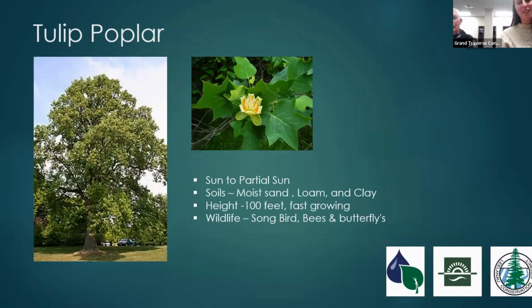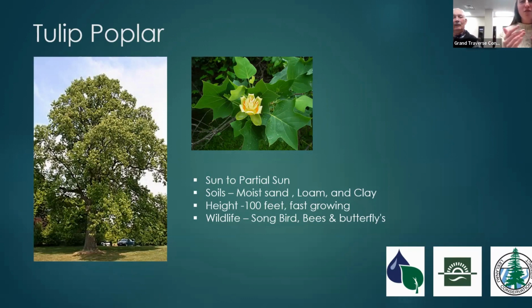A tulip poplar is actually in the magnolia family. You can kind of tell by looking at its cute little flower. I love them. They are a lime green, yellow color, and then they've got some bright orange down in the base. And the leaves look like when you were a little kid having to draw a tulip. That's what the leaves look like, at least to me.